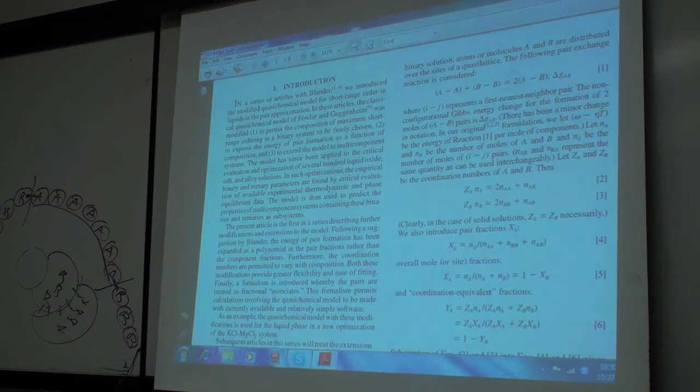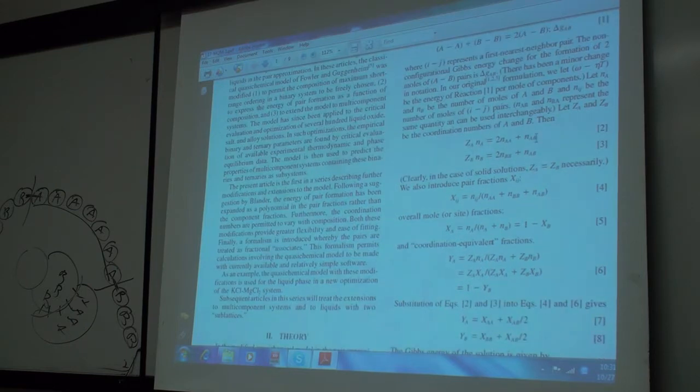There's been a minor change in the original formulation. We let omega minus A to T be the energy per mole of components. Now it's energy per 2 moles of pairs. Na and Nb are the number of moles of A and B. Nij are the number of moles of pairs. Za and Zb are the coordination numbers of A and B, which we're assuming for the moment to be independent of composition. Then this is your quasi-chemical mass balance.